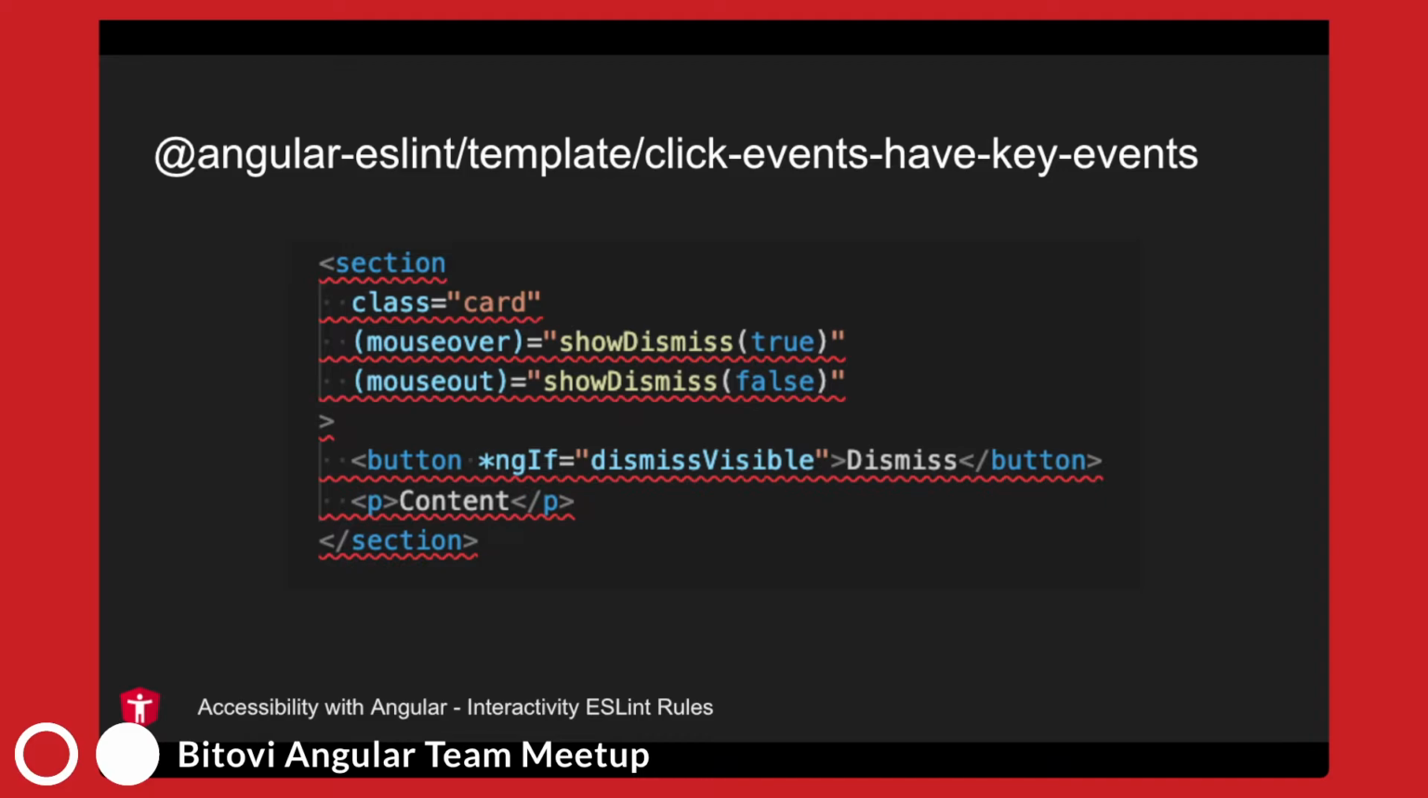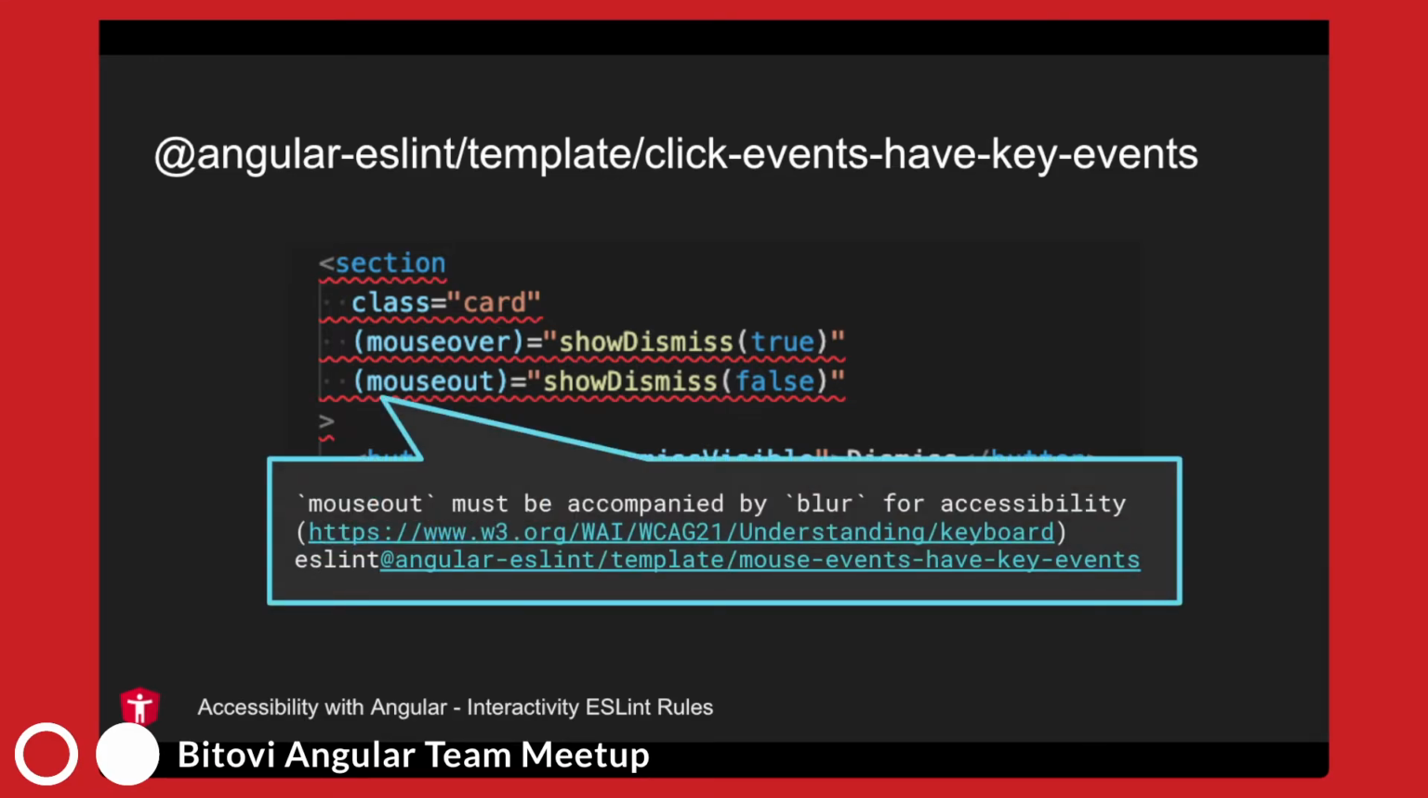So in this example, we've got a section that behaves as a card and then a button to dismiss that card that only becomes visible if you are hovering over the card. So this, for multiple reasons, would be very difficult for somebody using a screen reader to deal with. And in this case, since the button's not going to be rendered unless you're hovering over the card, there's nothing for the user to tab onto.